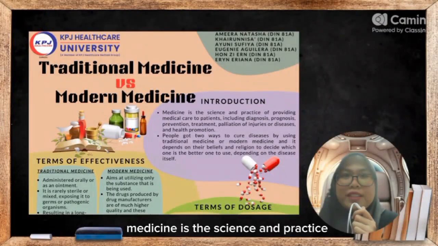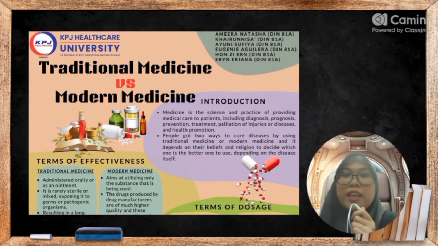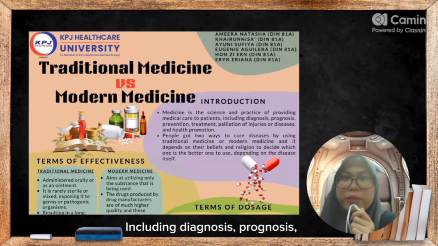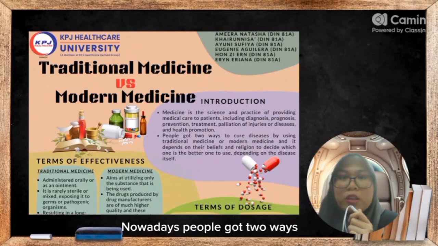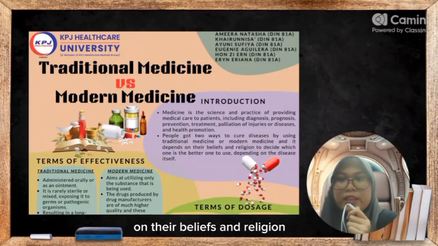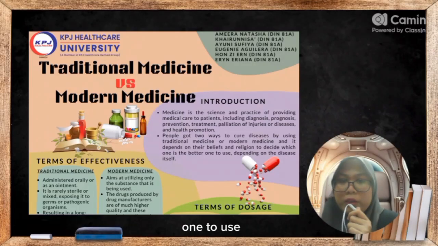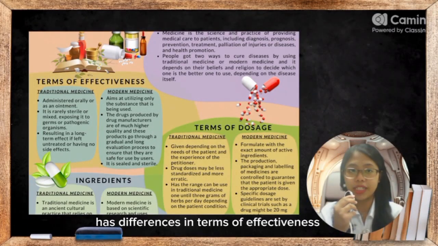As you know, medicine is the science and practice of providing medical care to patients, including diagnosis, prognosis, prevention, treatment, palliation of injuries or disease, and health promotion. Nowadays, people have two ways to cure disease, by using traditional medicine or modern medicine, and it depends on their belief and religion to decide which one is better to use depending on the disease itself. These medicines have differences in terms of effectiveness.